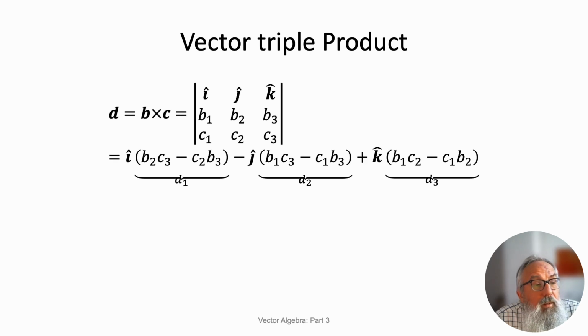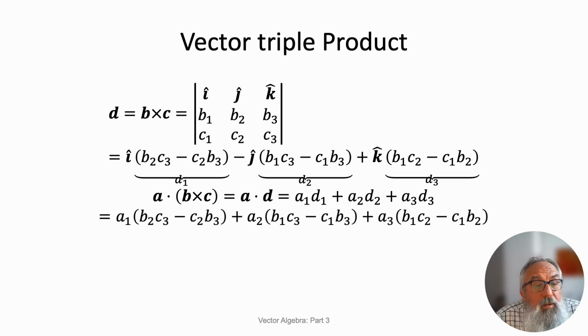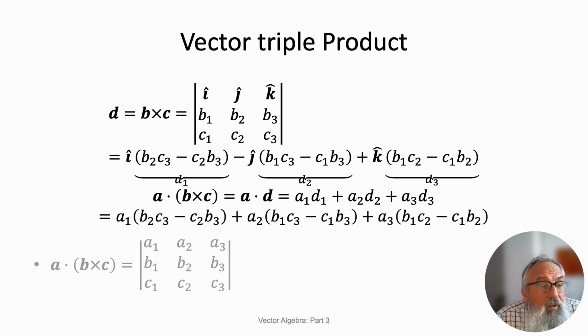Let's look at it again, and if D equals B cross C, we get this vector with the three components D1, D2, D3. If A dot B cross C equals A dot D, then it would be that. Simply expanding the components. Expand further. We can see how we can write the same thing out as the determinant.